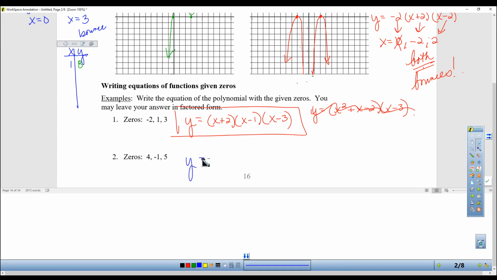On this one, if 4 is a 0, then x minus 4 must be a factor. If -1 is a 0, then x plus 1 must be a factor. And if 5 is a 0, then x minus 5 must be a factor. These are your favorite, right?